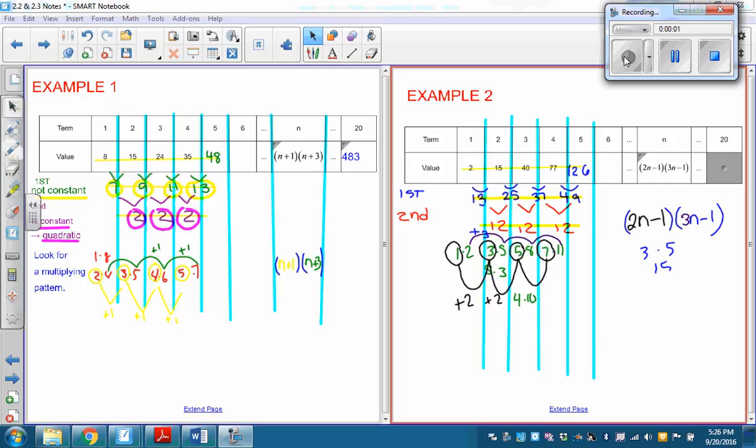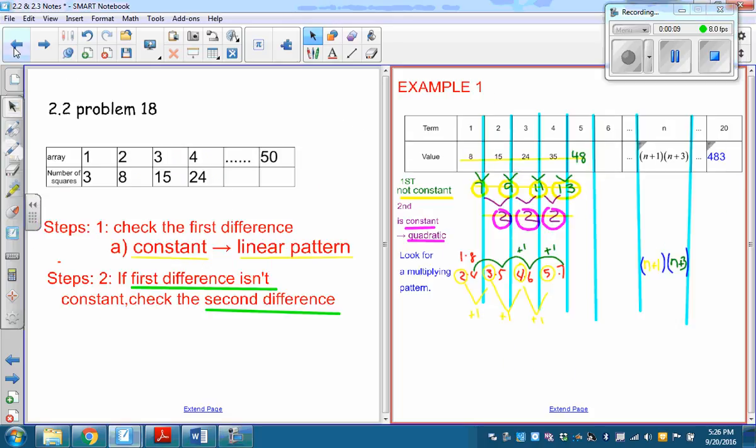Picking up where we left off in class today, where we were finding quadratic patterns. We did 3 examples, and we started with something called the handshake problem. But then we made some steps. And the first step was to always check your differences.